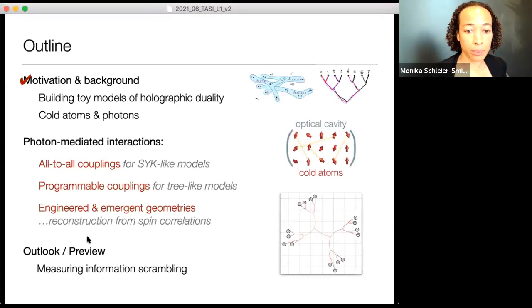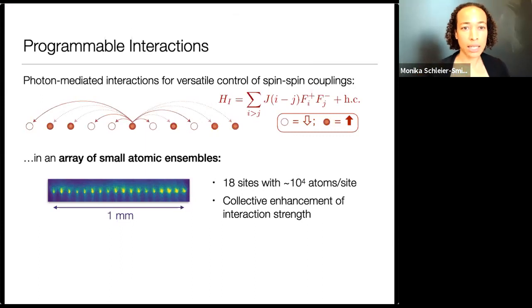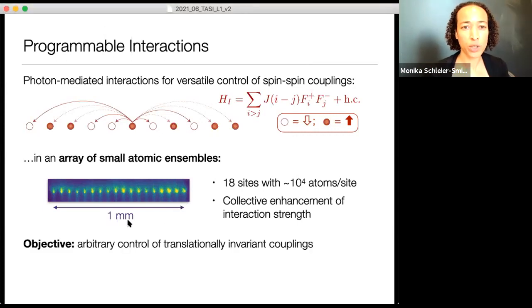Okay, so yes. In order to more cleanly start to ask about the structure of the interactions, the next thing we did is say, let's make this system a little bit cleaner. Let's work with an array of, in our case, atomic ensembles. We actually get some benefit in the interaction strength that's collectively enhanced if we have many atoms per site. So that's the situation we'll be working with. But our goal is going to be, ultimately maybe arbitrary control of the couplings, but to start with, arbitrary control over translation invariant couplings. So can we control the couplings as a function of distance in this system?